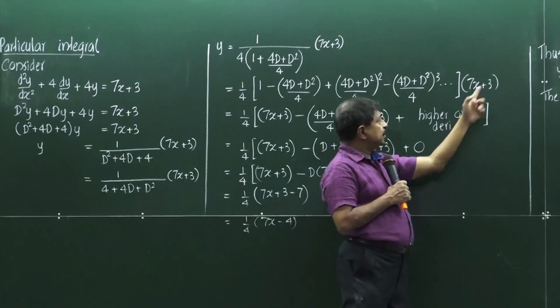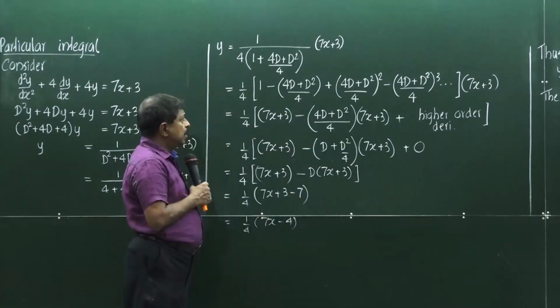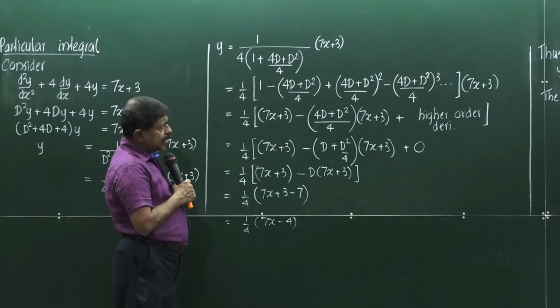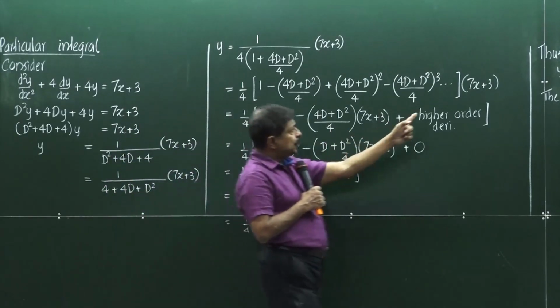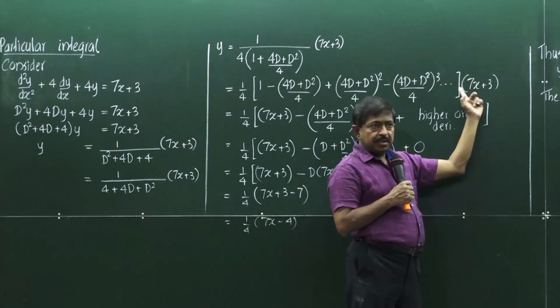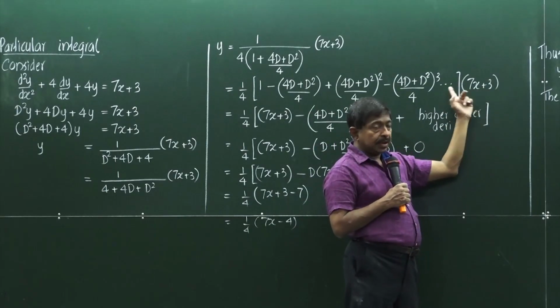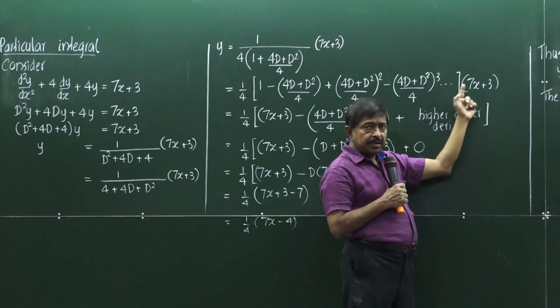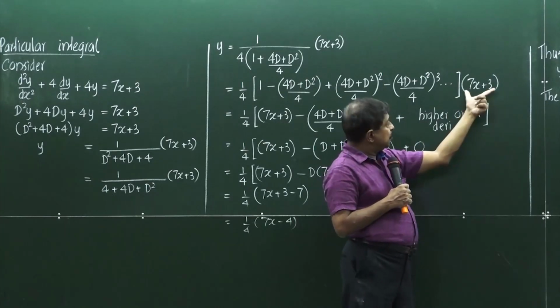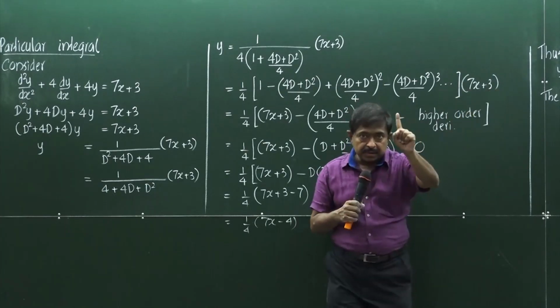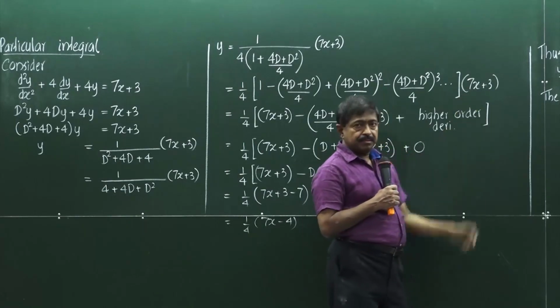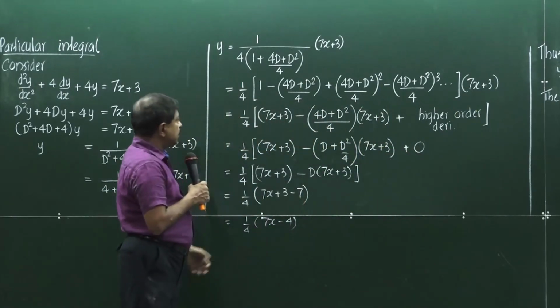This side you have 7x plus 3. Now look, 7x plus 3. Now we know that if you differentiate this twice, like d squared, if you put d squared in front, this will be 0. If you differentiate this once, then you get 7. Okay, remember that. Now let's expand.